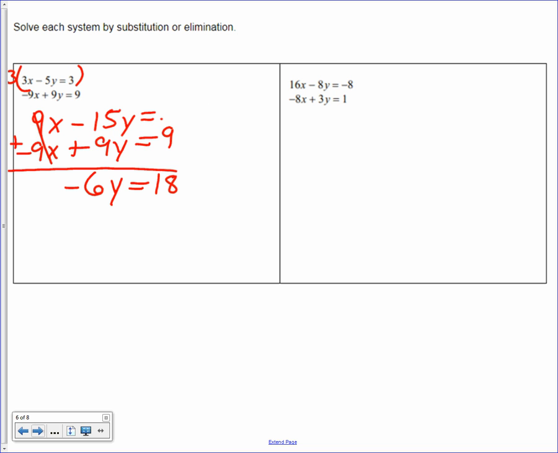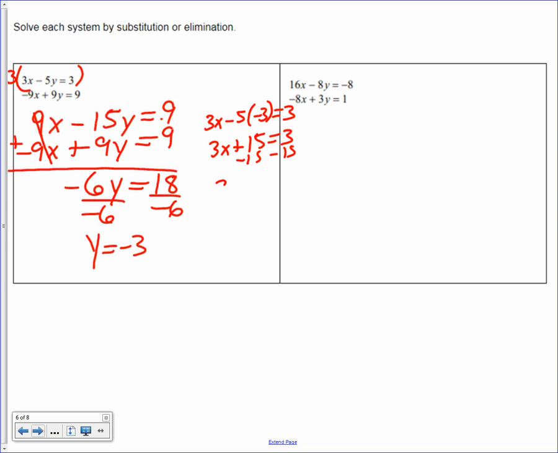Little correction. I forgot to multiply this. This would be 9. So divide by -6. I get y equals -3. When I plug that back in, I get 3x minus 5 times -3 equals 3. So I get 3x plus 15. Subtract 15. I'm going to get 3x equals -12. So x equals -4. So my answers are -4, -3.